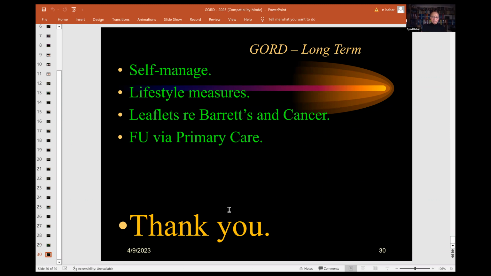This is the end now. So the entire purpose of managing GORD is to diagnose early, to give a leaflet or a booklet or signpost the patient to reducing triggers such as modifiable factors, and then there are of course other factors to watch out for as well. Leaflets should also teach about the early development of Barrett's esophagitis as well as cancer. And then of course the aim should be a regular follow-up via primary care.